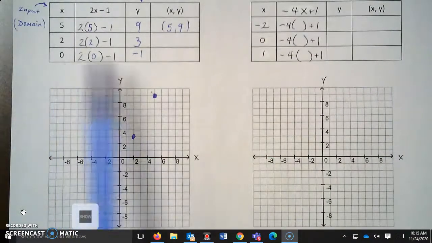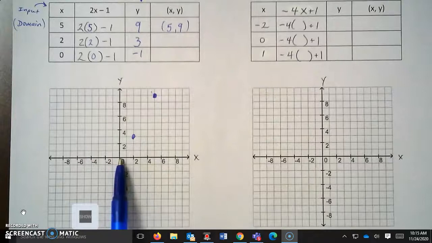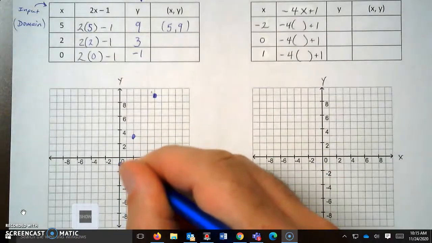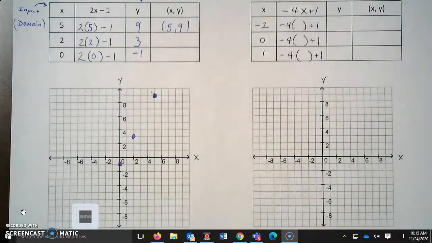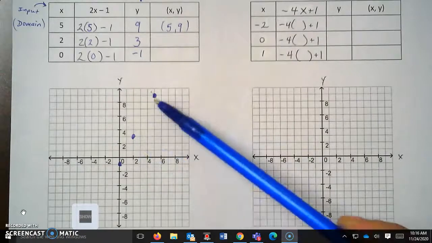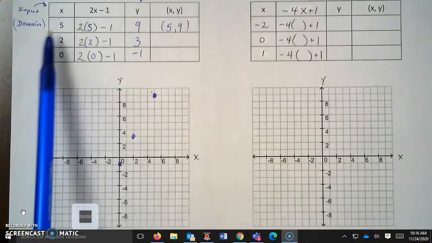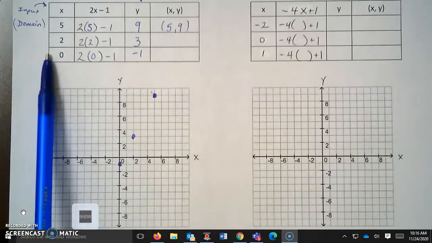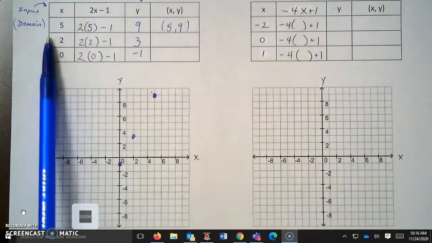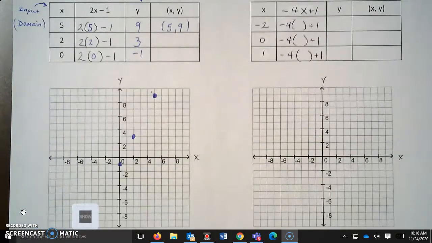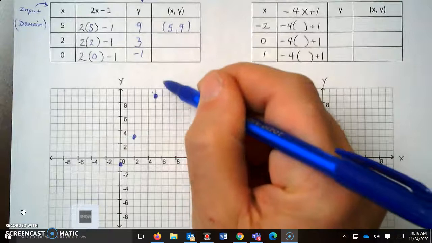And the last ordered pair, 0, negative 1. If x is 0, I don't move left or right. But y number says drop down 1. Okay. They should line up, the points that you have. They might be distanced differently. Like that's a smaller distance than that. That's because these numbers have different distances between them. See, 5 and 2 are 3 apart. 2 and 0 are just 2 apart. That doesn't matter. As long as they line up.